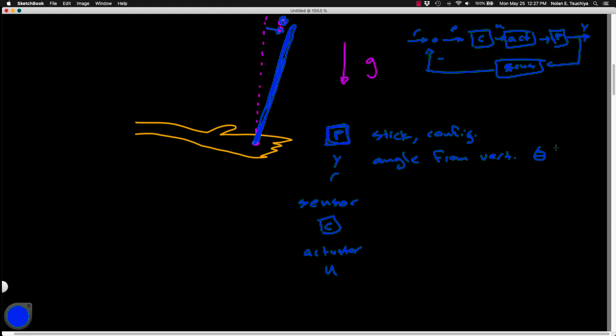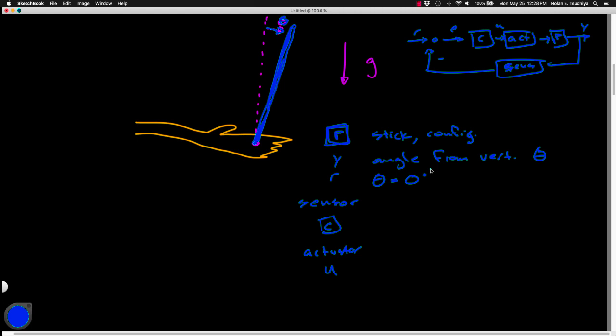Now, if I am trying to close the loop on this unstable system and stabilize it, what I'm trying to do is set a reference angle of 0 degrees. In other words, I want to balance it, but what that means mathematically is I always want theta to equal 0, or as close to 0 as possible.